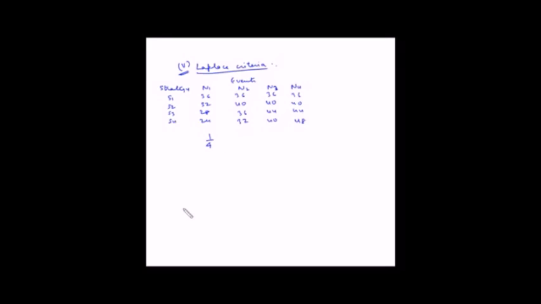So for each strategy, let's calculate the expected monetary value, which is nothing but the addition of the products of the probability with the payoffs. So for S1, the EMV will be 1 by 4 multiplied by 36 plus 1 by 4 multiplied by 36 plus 1 by 4 multiplied by 36 plus 1 by 4 multiplied by 36. This is equal to 36. So let's put the value of EMV in the matrix. So for S1, the EMV is 36.